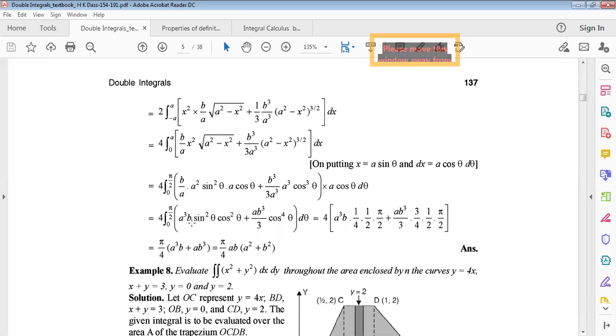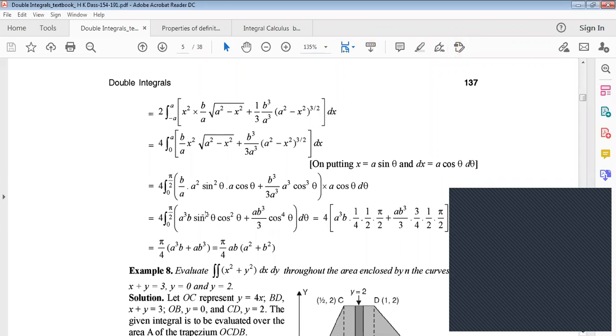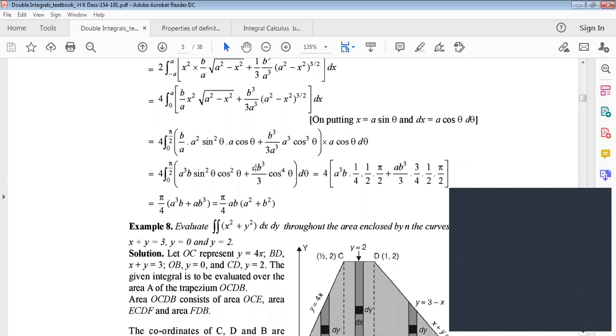Now a cube b, this is a cube b, sin square theta cos square theta, plus a b cube divided by 3, cos 4 theta. Actually, a cube b and sin square theta plus cos square theta. There is a gamma beta function we have to use, sin to the power p theta and cos to the power q theta, right? We have to use this formula, and this is also the gamma beta function. The formula will be gamma of (p plus 1) by 2, gamma of (q plus 1) by 2, divided by 2 into gamma of (p plus q plus 2) divided by 2.